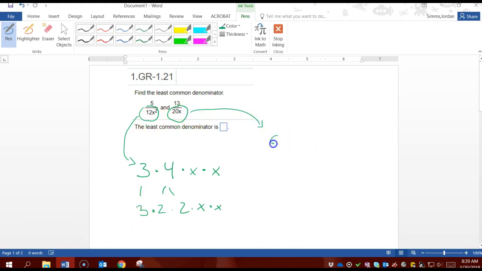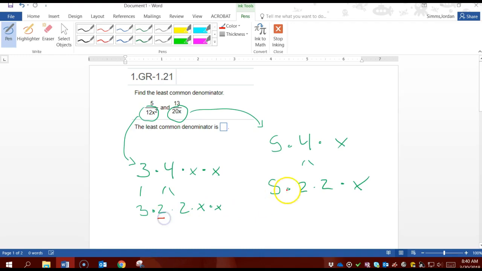20x, let's break that down. That's going to be 5 times 4 times x. And the 4 can be broken down as well. So 5 times 2 times 2 times x. So again, as I mentioned, we always keep the left number. That one is always in, but if there's any duplication, I'm going to eliminate that.